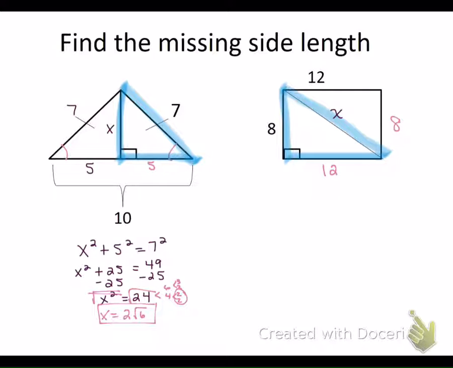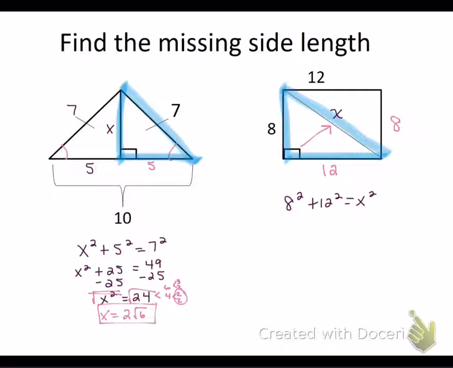X squared plus 12 squared equals 8 squared plus 12 squared is x squared. So why did you change what you said? Because the hypotenuse. Yeah, good work. C equal.